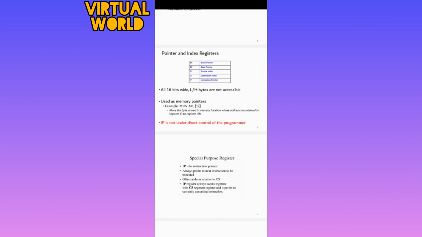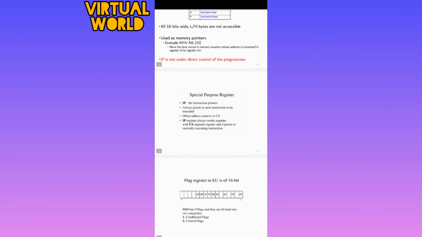Next, we have the pointers and the index registers, which are stack pointer, base pointer, source index, destination index, and instruction pointer. These are all 16 bits wide, and the L and H bytes are not accessible. They are used as memory pointers, for example, MOV AH, which moves the byte stored in the memory location whose address is contained in the register, to the register AH. The IP is not under direct control of the programmer.